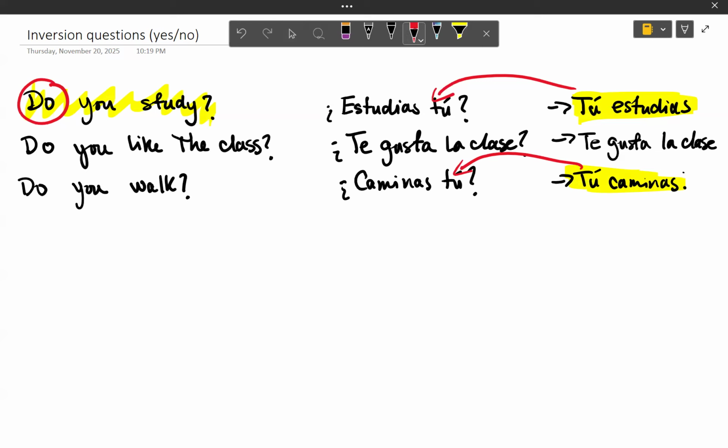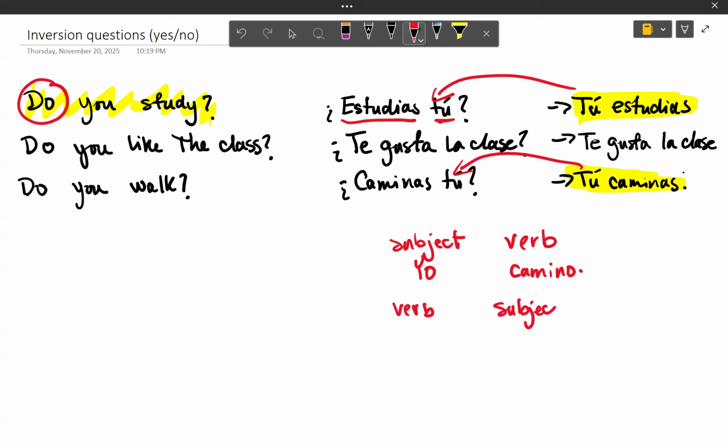And when I say the two words, what we'll typically have is a subject, which is the person doing the action, and we'll have a verb. So normally we have subject, which would be like yo, and then verb, which would be like camino. What we do with inversion questions is we go verb, subject, camino, yo, and we put some question marks around it.